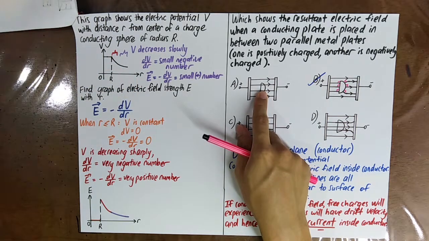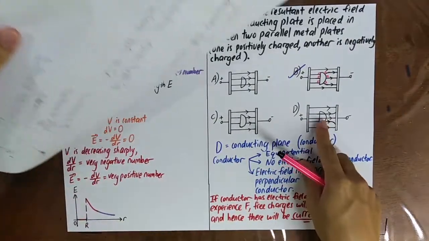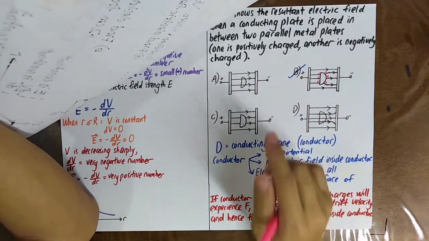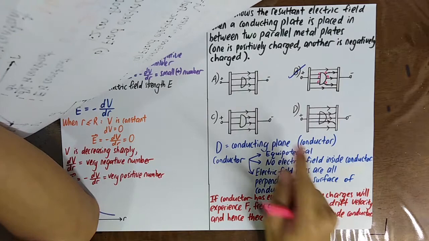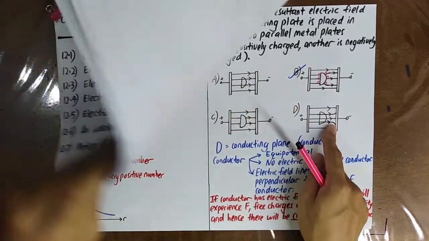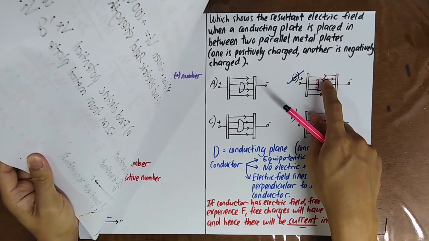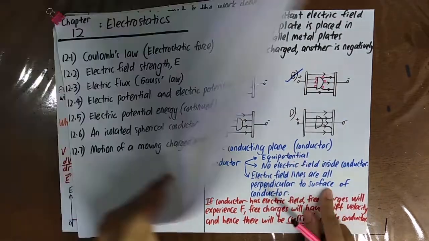But what chapter is this? This chapter is about electrostatics. So of course, there will not be any current inside the conductor, so there should not be any electric field strength inside the conductor. Okay, so these two are definitely wrong. Okay, and then you have to remember that electric field line is always perpendicular to the equipotential body.